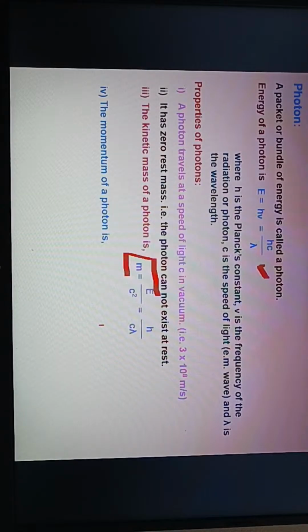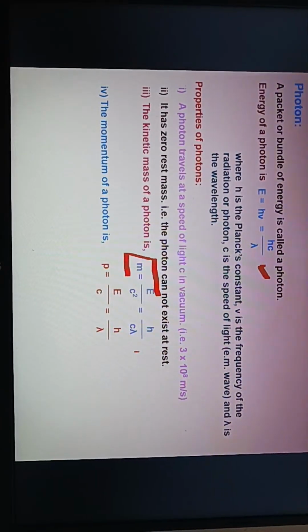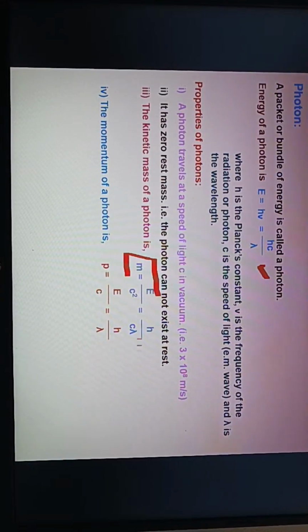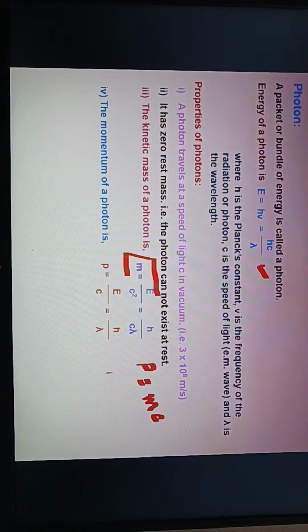The momentum of photon is P equal to E by c or h by lambda. How does this equation come, sir? I will do it. What is P? You have to tell certain steps. Sir, momentum. P is mass into velocity. Mass into velocity is mc. Correct? Yes. Understood? Next.